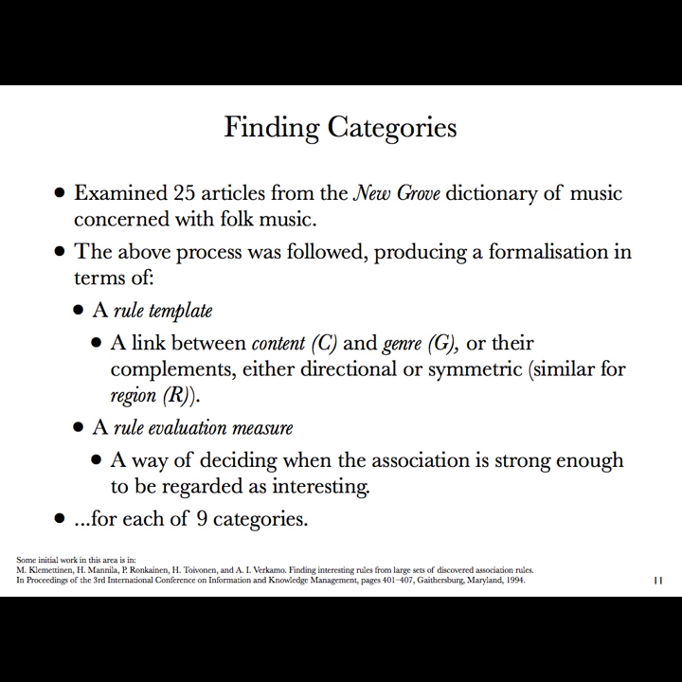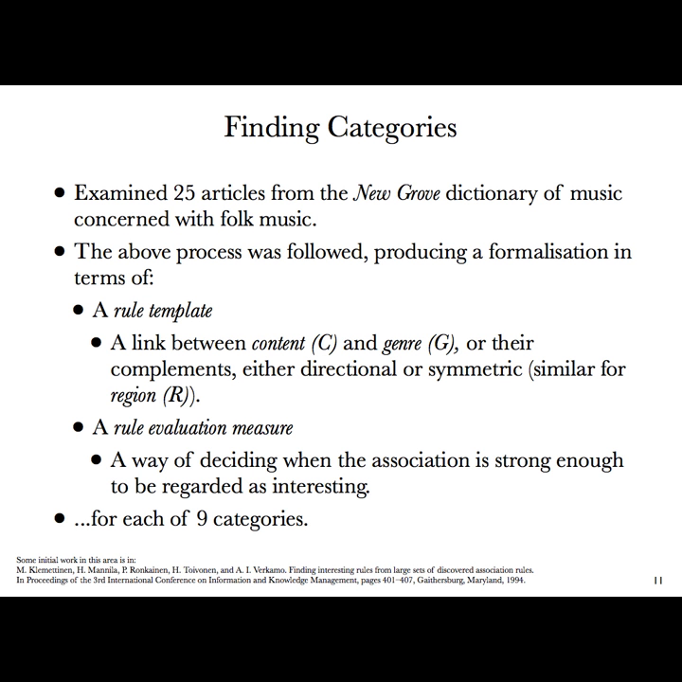And so, going further into that investigation of how people write about things, we've then tried to formalise the kind of things that we want to find out, which we've called categories, to overload a word that's already got far too many meanings. What we did here was we took 25 articles from this dictionary, and then we followed that process that I talked about earlier, and formalised this in terms of a link between content and genre, either symmetrical or directional, sometimes to do with the complement of those, sometimes also including region in some of the work we've done. And then a rule evaluation measure, so a way of deciding when that association is strong enough to be regarded as interesting.